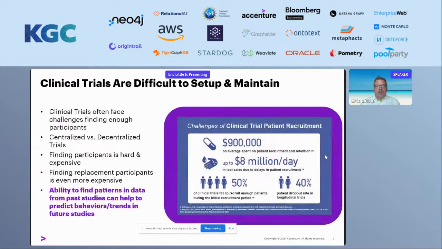One of the things that we're really keen on helping our clients to understand is that setting up and maintaining clinical trials is still really, really challenging. It doesn't matter whether you're doing a COVID study or a cancer study or a diabetes study or a heart disease study. There are a lot of challenges that our clients face in finding enough participants. You can see here that 50% of clinical trials don't even run because they can't get enough participants in.